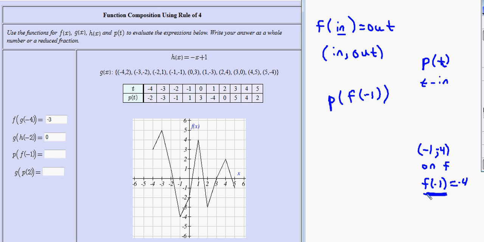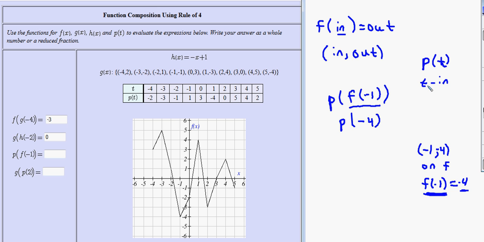Where I see f of negative 1, all that notation, I replace it with negative 4. So all of this stuff right here will be replaced with this guy, negative 4. Now I haven't done the right parenthesis, the left parenthesis, the letter p, so I have to copy that. So I've made all substitutions except for that. P of negative 4, p was given to me as a table of values.